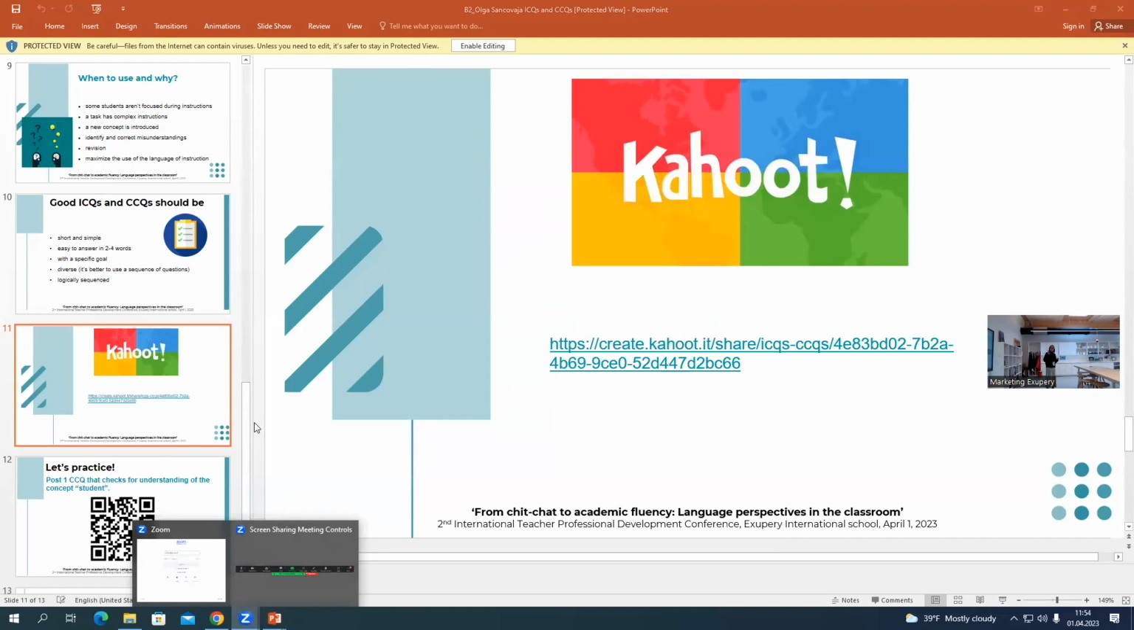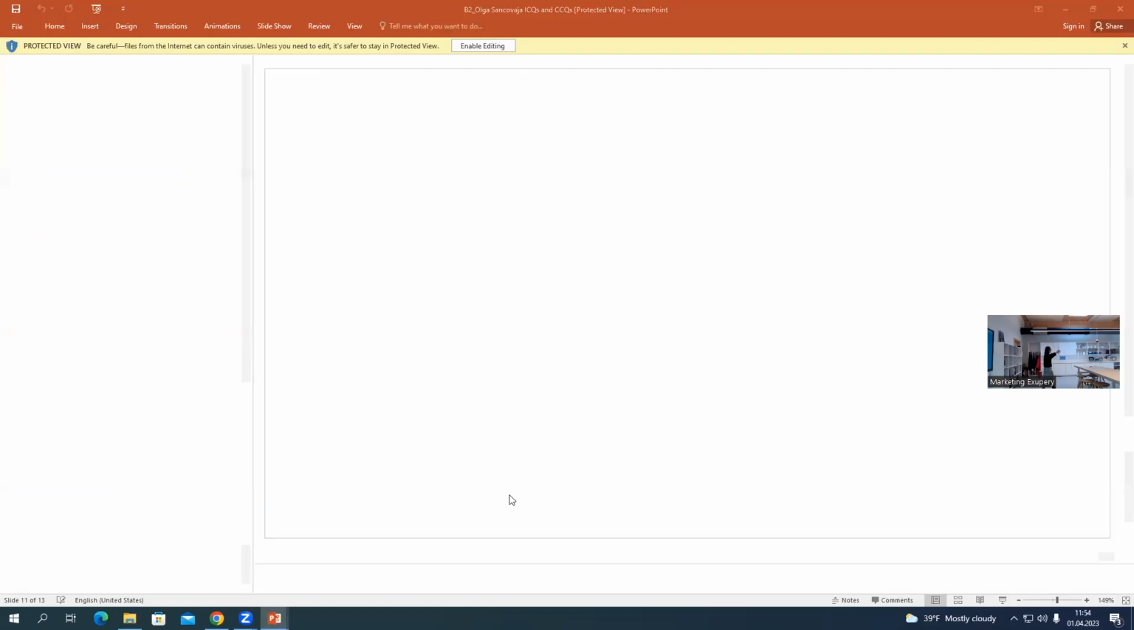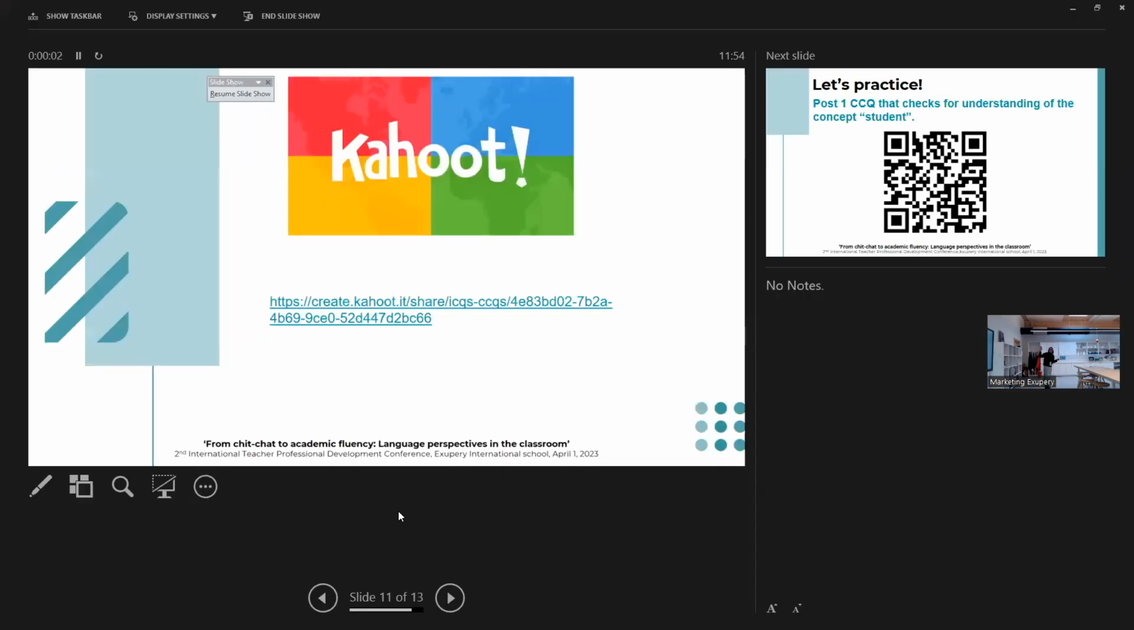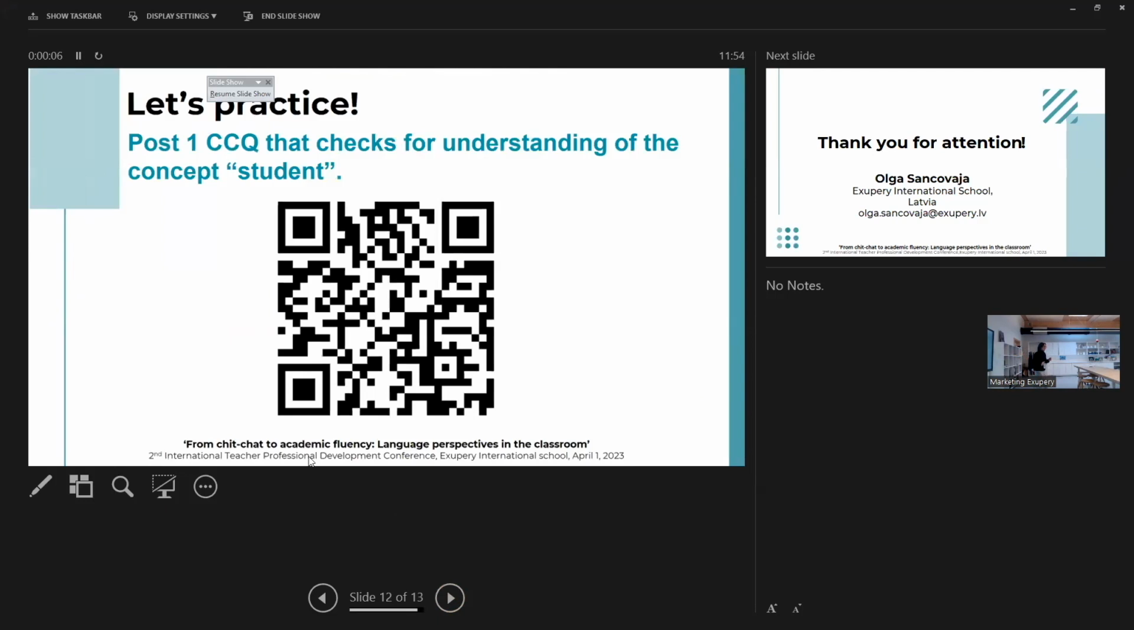Now we're going to have one more activity. I will ask you to write one concept checking question to check understanding of the concept student, which is easy and complex at the same time, because student can be many very different things, many different qualities in many different settings. So Ms. Fleur will share a QR code. You will get to a Padlet, and please post one question that will check the meaning for the students.